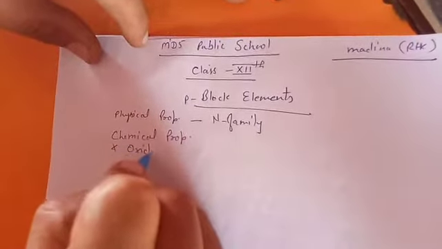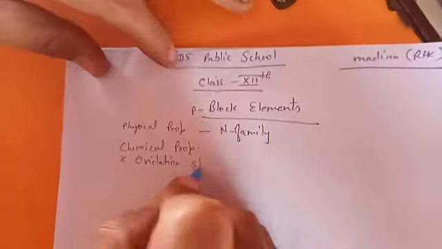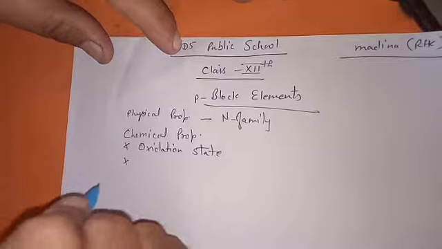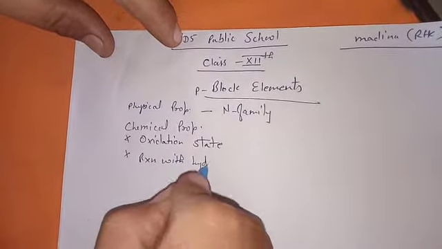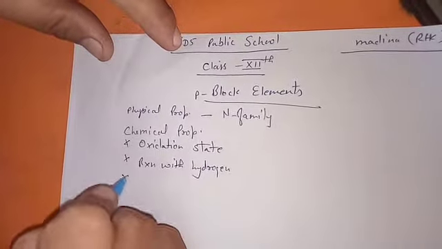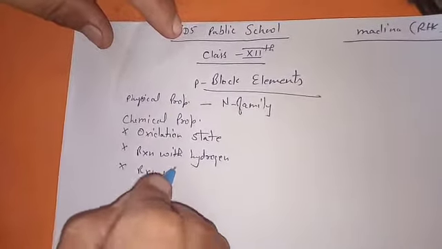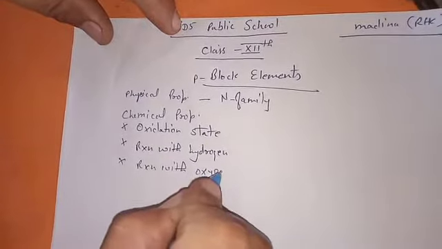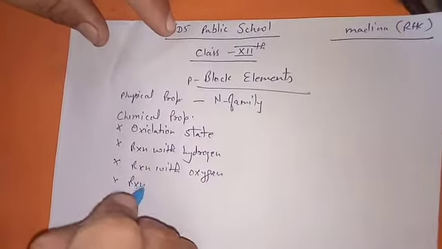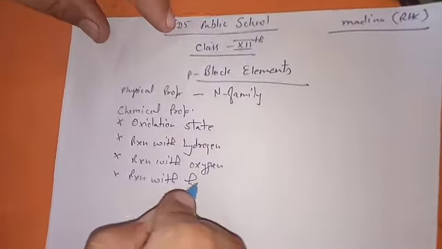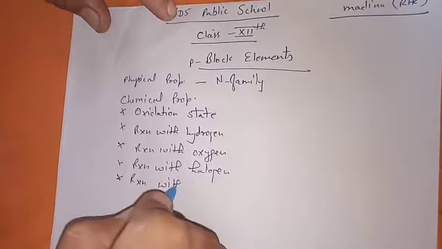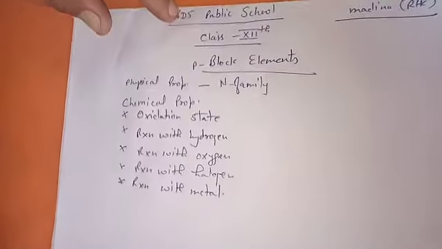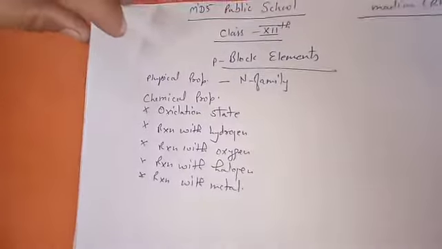First one, we will study oxidation states, meaning what kind of different oxidation states they can show. Second, reaction with hydrogen, where we will study what kind of hydrides they form. Then reaction with oxygen. Then reaction with halogen, what kind of halides they form. And at last, reaction with metal. These 4 or 5 chemical properties we have to study for the nitrogen family.